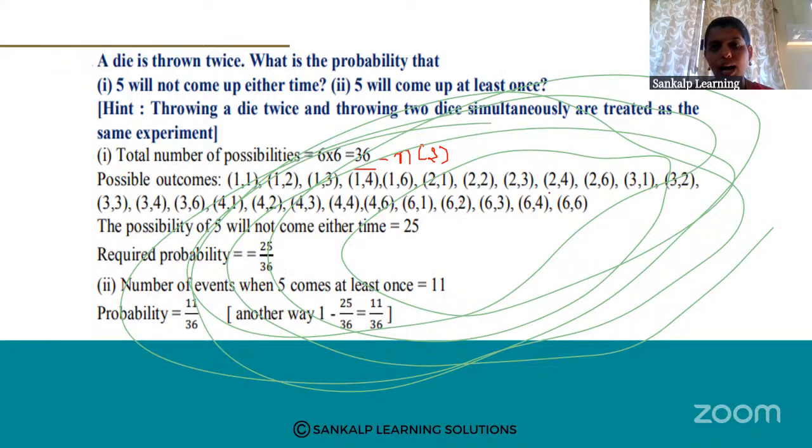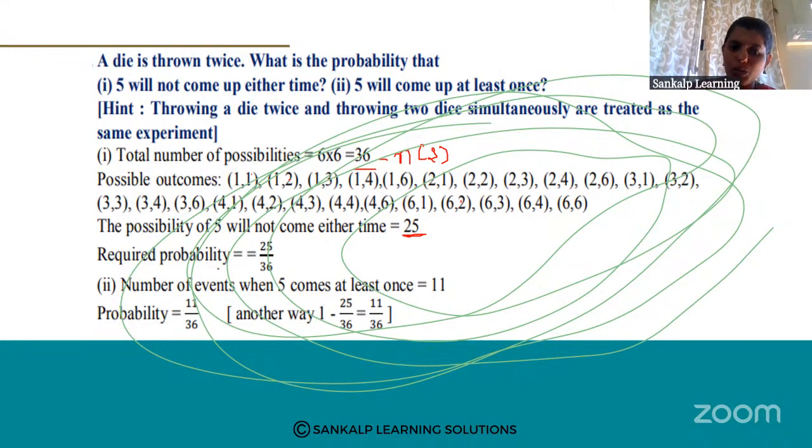Okay. See how many outcomes you will get. 1, 2, 3, 4, 5, 6, 7, 8, 9, 10, 11, 12, 13, 14, 15, 16, 17, 18, 19, 20, 21, 22, 23, 24, 25. So there are 25 outcomes. Here 5 has not come anywhere. 5 will not come up either time, right?